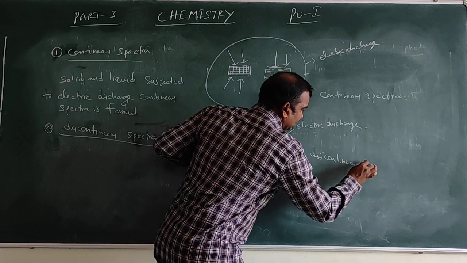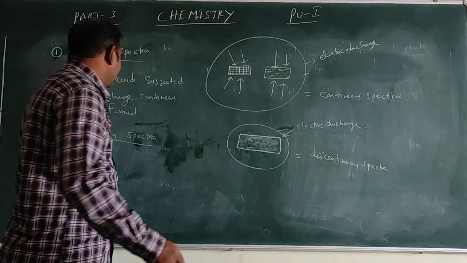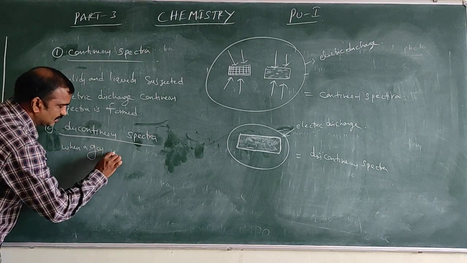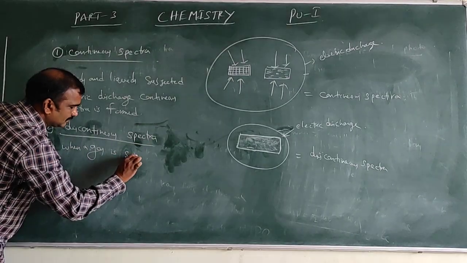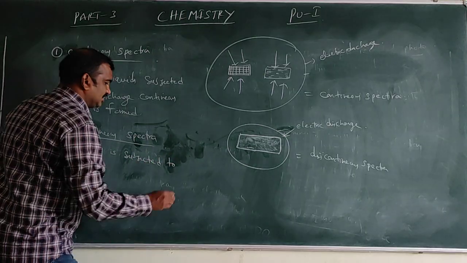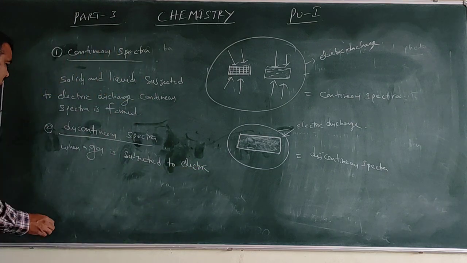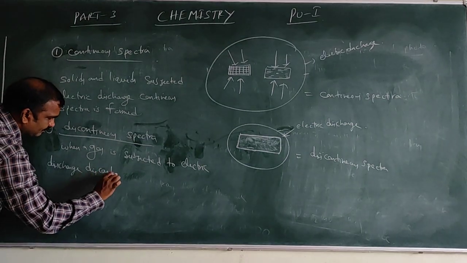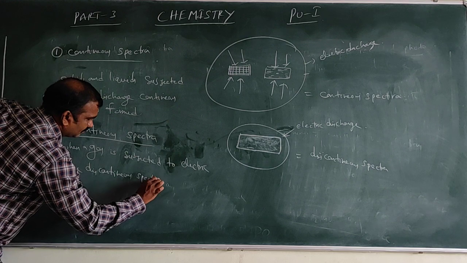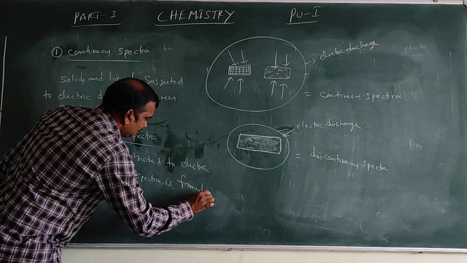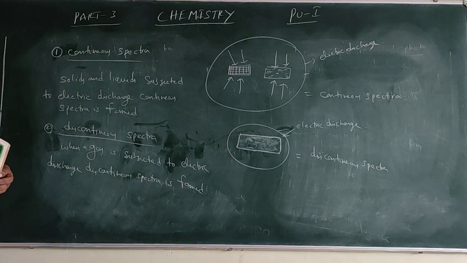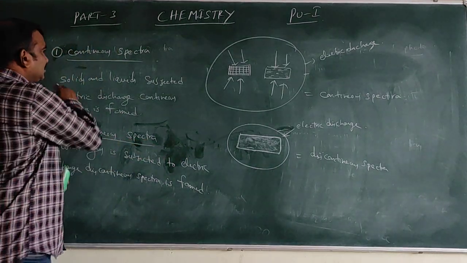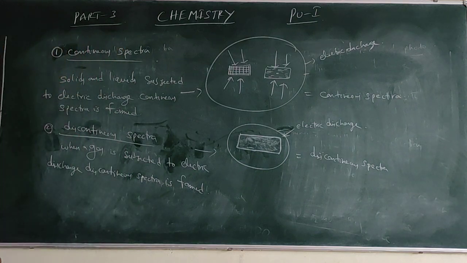Discontinuous spectrum is formed. So here we can write: when a gas is subjected to electric discharge, a discontinuous spectrum is formed. Why is a discontinuous spectrum formed? Because the particles are not closely packed, and intermolecular distance is more. So you just write this one parallel to the previous one. If you want notes, take a screenshot.